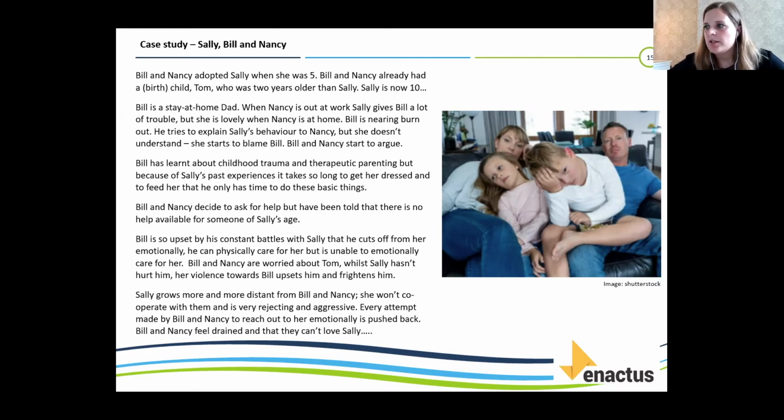Bill and Nancy are worried about Tom. While Sally hasn't hurt him, her violence towards Bill upsets him and frightens him. Sally grows more and more distant from Bill and Nancy. She won't cooperate with them and is very rejecting and aggressive. Every attempt made by Bill and Nancy to reach out to her emotionally is pushed back. Bill and Nancy feel drained and that they can't love Sally.